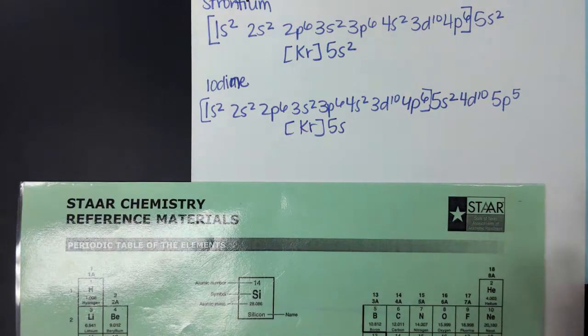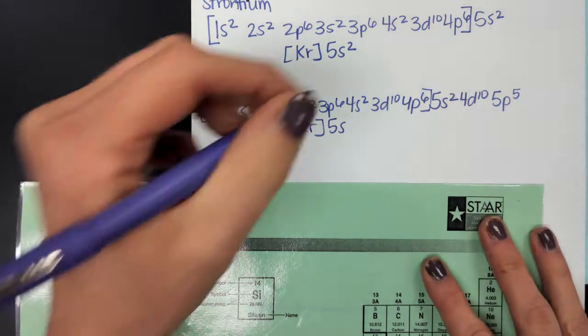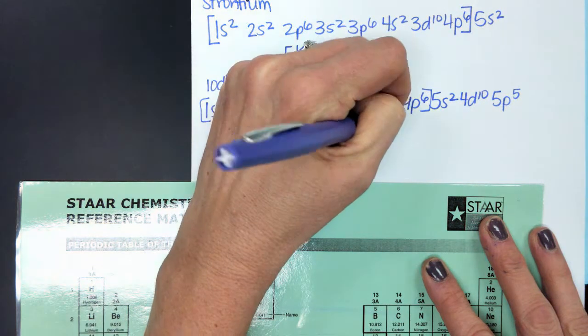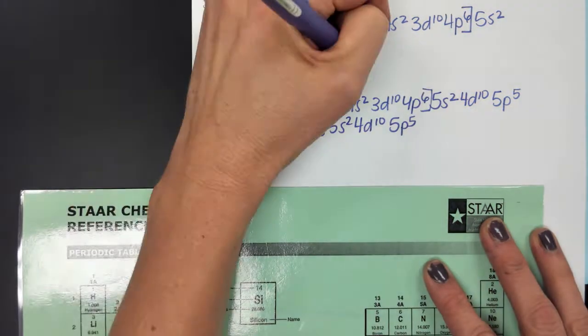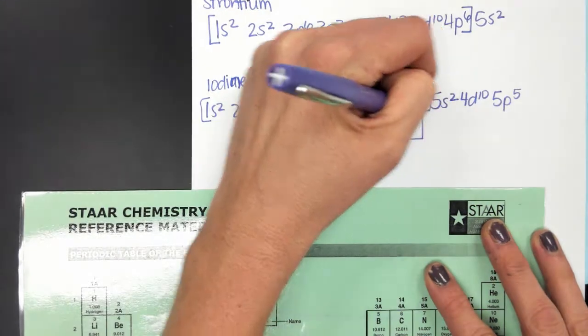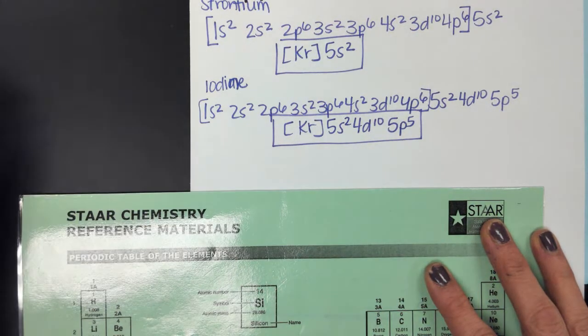Or not your valence shell, I should say your highest energy level. 4s2, 4d10, 5p5. Okay, this is the noble gas configuration for iodine.